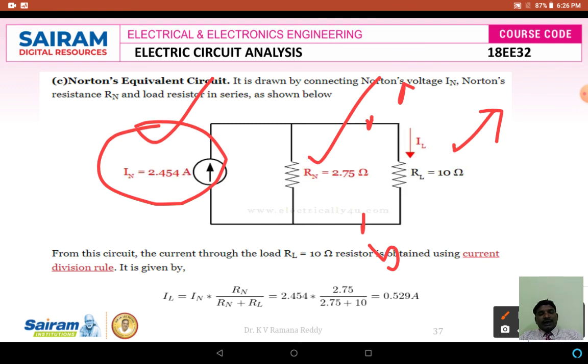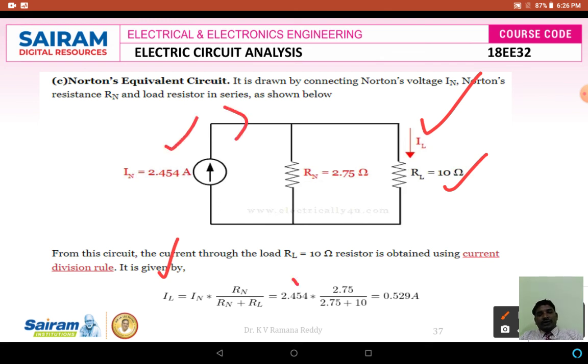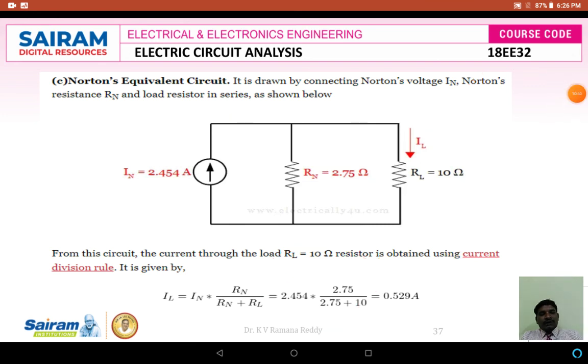Now what is the current IL here? To find the current IL, again we have to use the current division rule. According to that rule, the current in this branch of RL 10 ohms, that is IL, is equal to the total current IN, that is 2.454, into the opposite branch resistance 2.75 divided by the total resistance 2.75 plus 10. If you do the simplification, we get 0.529 amperes. So 0.529 amperes is the ultimate answer for the given problem, and this is the way to find the solution when using Norton's theorem to find the unknown current in the given branch. Thank you.